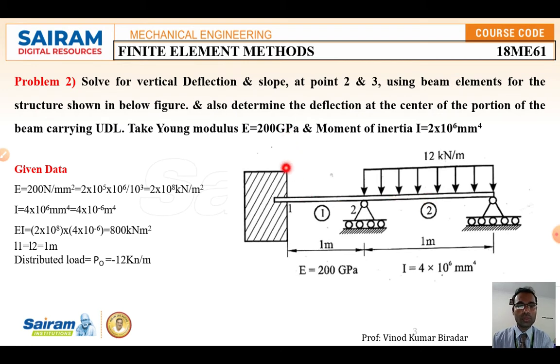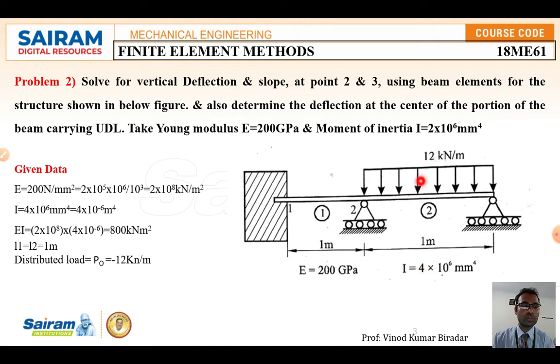So here v1 and theta 1 are completely fixed. For v2 and theta 2, v2 you need to delete, and theta 2 you need to calculate here. For v3, you delete v3, and theta 3 you need to calculate here. So theta 2 and theta 3 you need to calculate. From this point to this point the given length is 1 meter, and from this point to this point the given length is also 1 meter, so both the element lengths are 1 m. Young's modulus is 200 gigapascal, and the moment of inertia is also given.